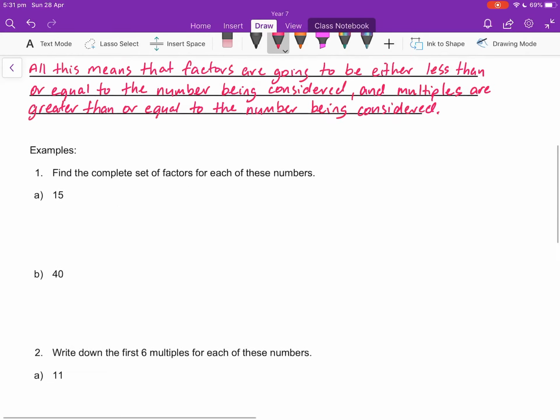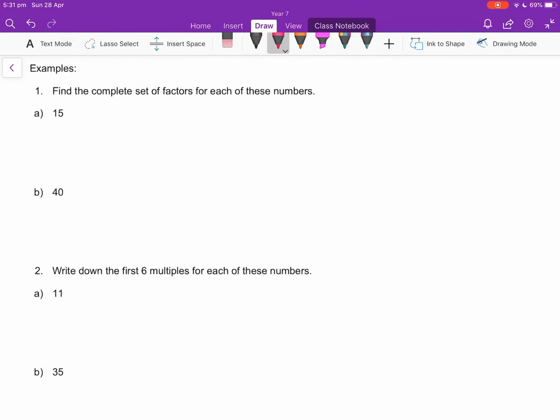So let's move up a little bit and let's have a look at some examples. Alright, so what we want to do first is get the factors for the two numbers we've got. So 15, numbers that can be multiplied together to get 15 are obviously 1 and 15. And the other numbers are 3 and 5. So there's our big list. No other number can go into 15, right? Because that's what we're looking for, numbers that can go into. So smaller numbers than the number we're dealing with.